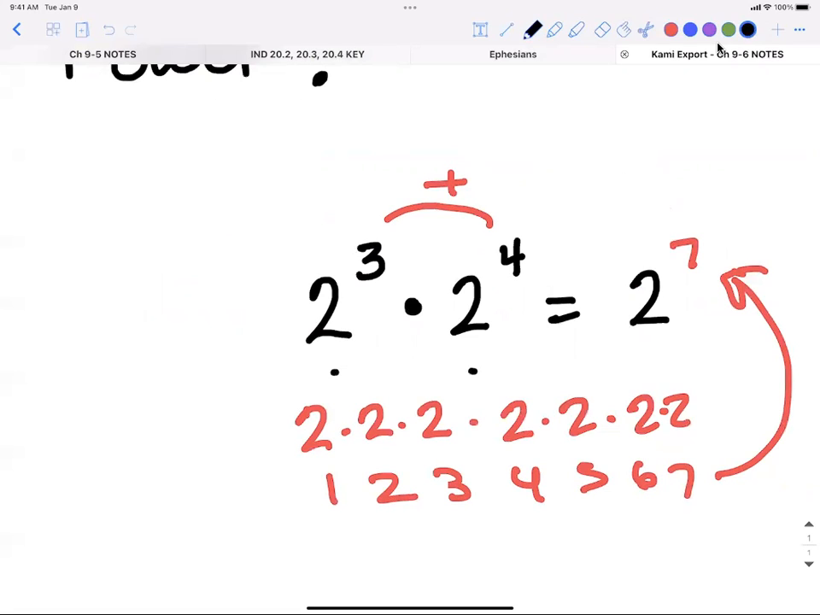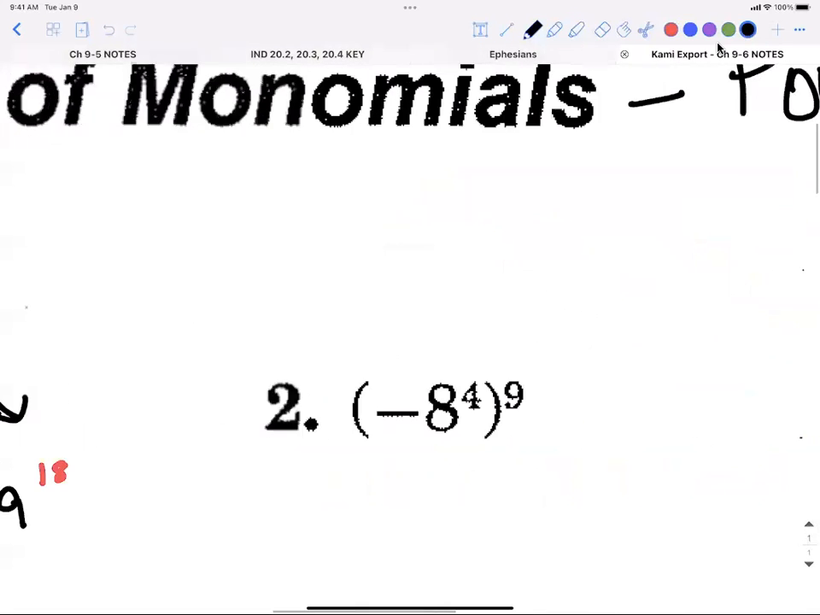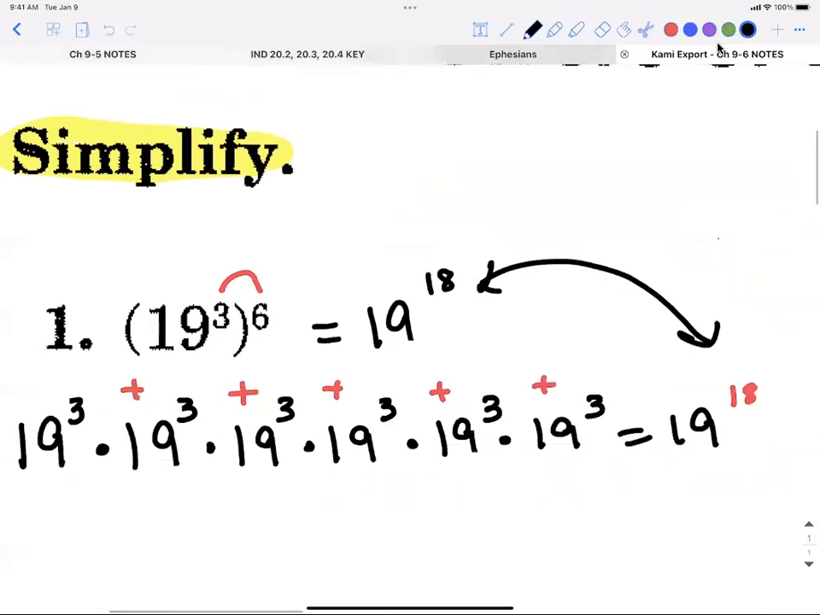It's helping you keep it straight. When do you add the exponents and when do you multiply them? What will hopefully stick in your brain is that power to a power, that superpower. So that helps you keep straight when do you add the exponents here, or when do you multiply the exponents like this problem?